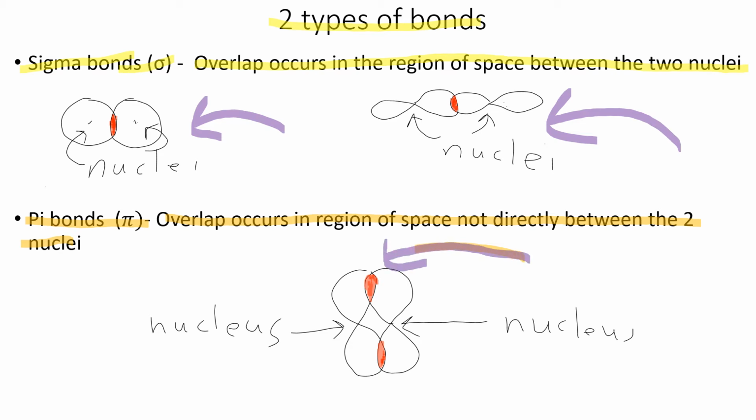Our overlap is where the red is again. The overlap is not directly between the 2 nuclei. It's in a different spot. In this case, it's above and below where the 2 nuclei are. In that region of space between the 2 nuclei, there's no overlap. You don't see anything. The overlap is occurring above and below. So we have these 2 different bonds, sigma and pi bonds, based upon how those orbitals are overlapping with each other.